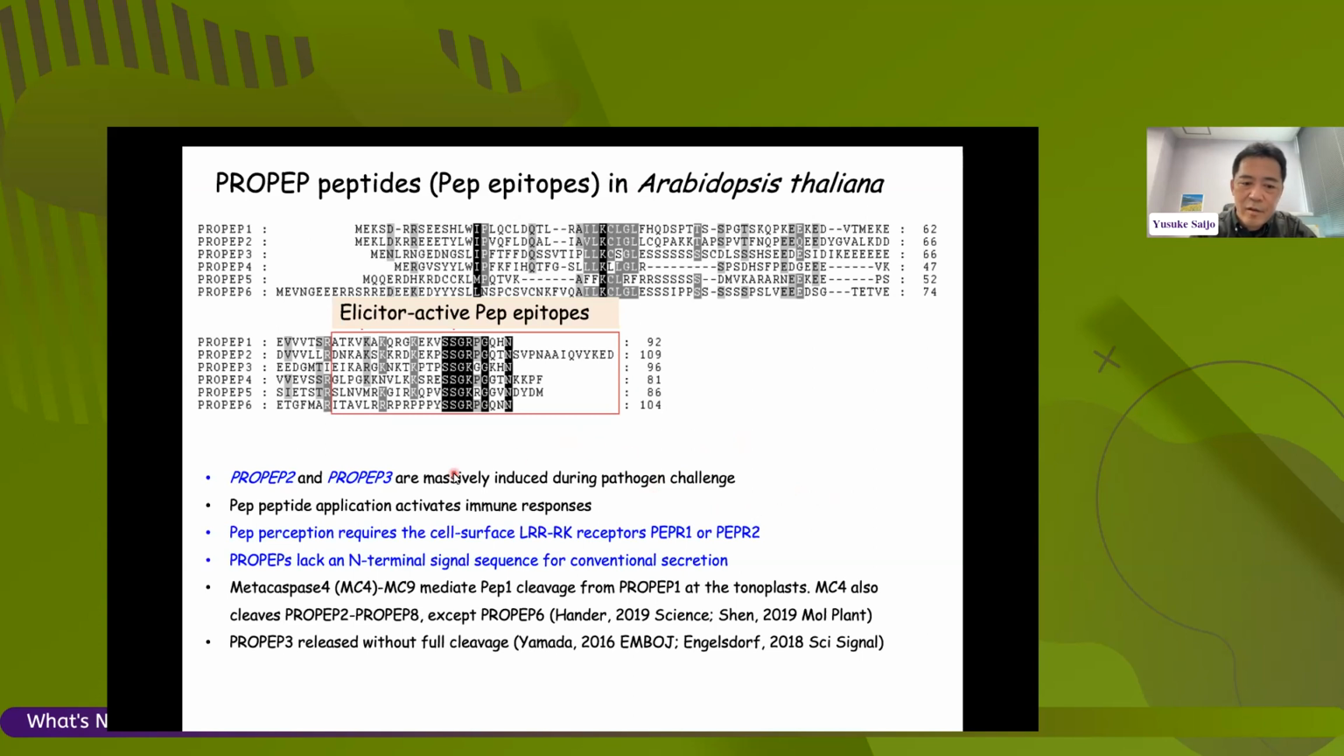But these peptides don't have any N-terminal signal peptide, which is required for conventional secretion. That's why they are thought of as a kind of damage signal, first released when cell membranes are disrupted, so their perception can be interpreted as detection of cell damage. Recent studies have shown that metacaspases are involved in the cleavage of this peptide. In parallel, we also showed that some members are released into the extracellular space, where they are recognized by the cognate PEP receptors.